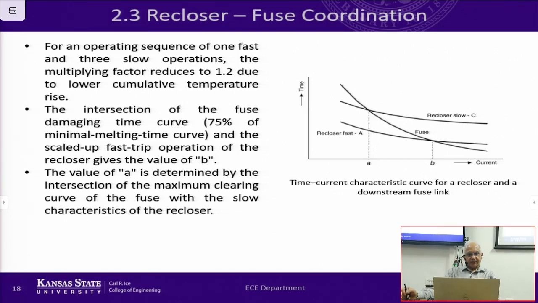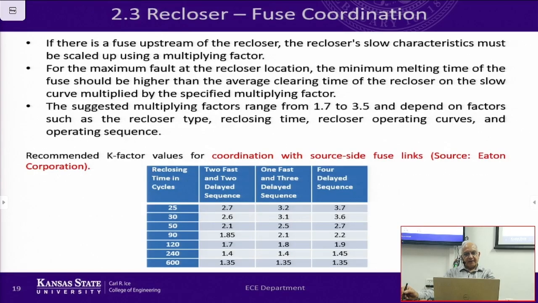And of course, the value of A is determined by the intersection of the maximum clearing curve of the fuse with the slow characteristics of the recloser, right there. So this is the slow characteristic, and this is the maximum clearing curve, whereas this point right here is determined by the 75% of the minimal melt time and the fast curve adjusted by that K factor. So these are two important points to consider.